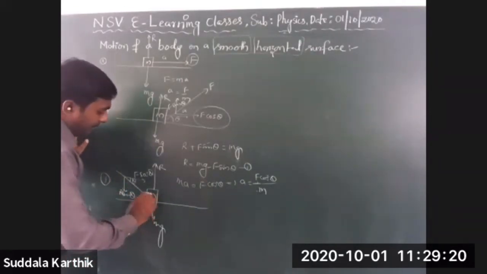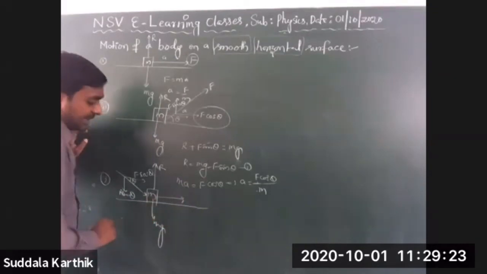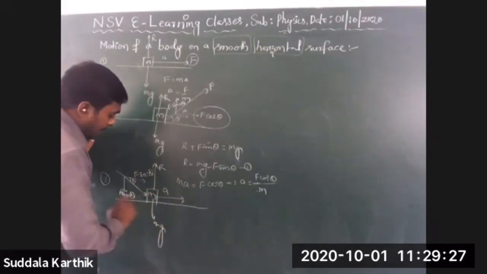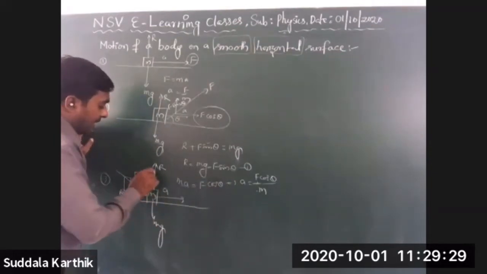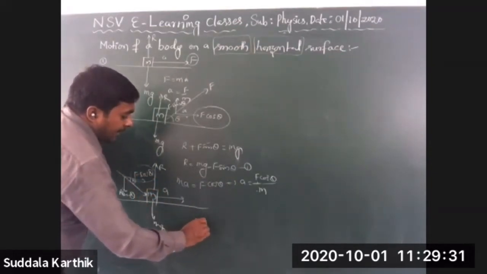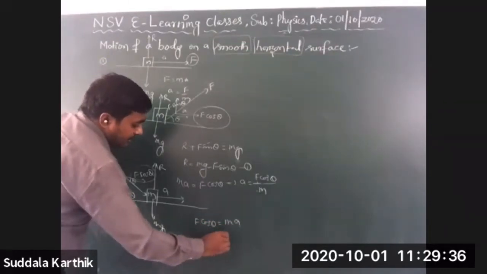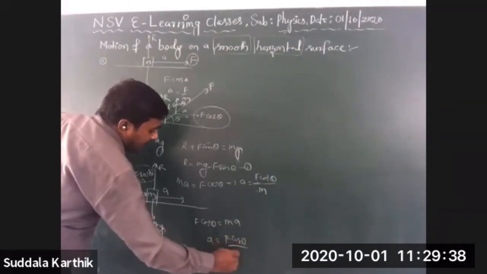It is moving in this direction, so it is getting an acceleration A in this direction. What is acting along it? F cos theta. So F cos theta equals ma, and A equals F cos theta by m again.